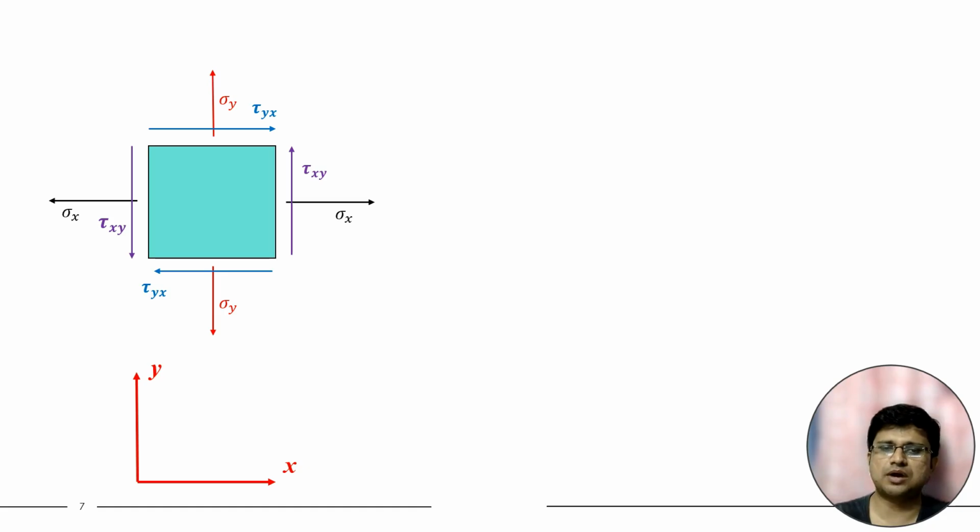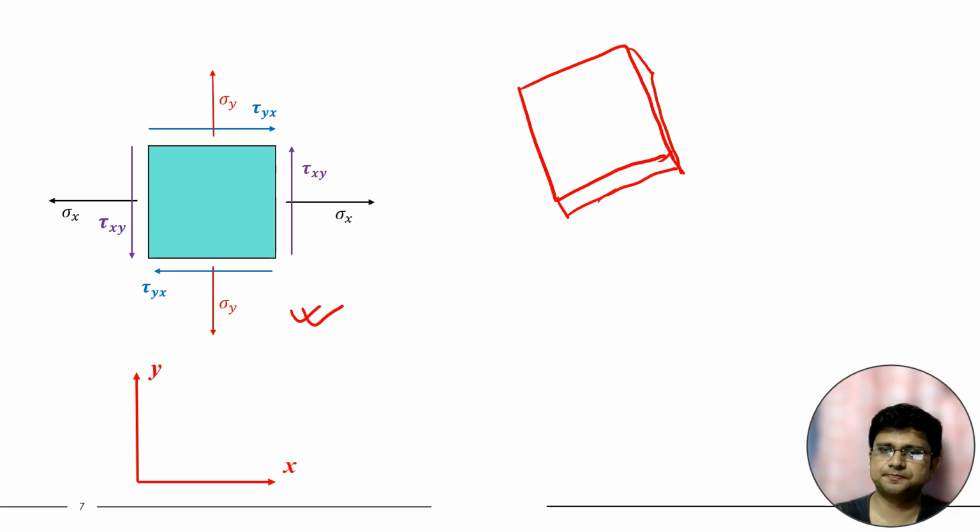Now suppose this is one particular two-dimensional stress element. We can say that this is actually a special case of the three-dimensional stress element with unit thickness. If the thickness is 1, then the three-dimensional stress element will actually transform to a two-dimensional stress element. So suppose this is direction x, this is y.